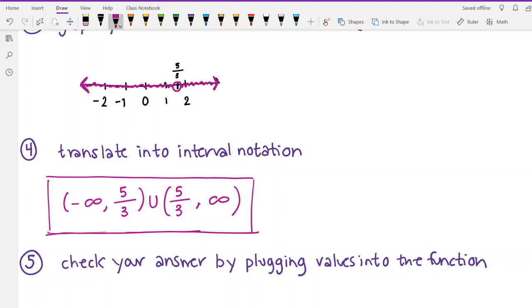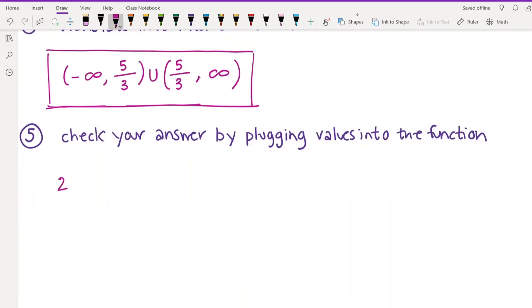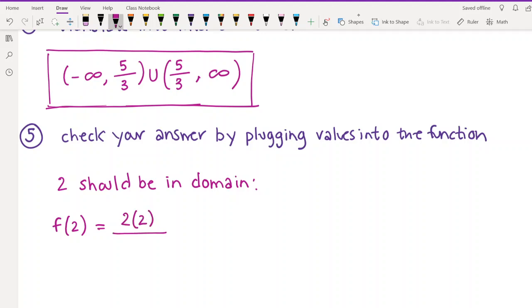So for example, 2 is supposedly in the domain, right? Because we see that it lies in the shaded part. So 2 should be in the domain. So let's check that. So let's see what we get when we plug in 2. So the original function was 2x over 3x minus 5. So we would get 2 times 2 over 3 times 2 minus 5. So that would be 4 over 6 minus 5. So that's 4 over 1. And that is fine, right? That is a defined number.